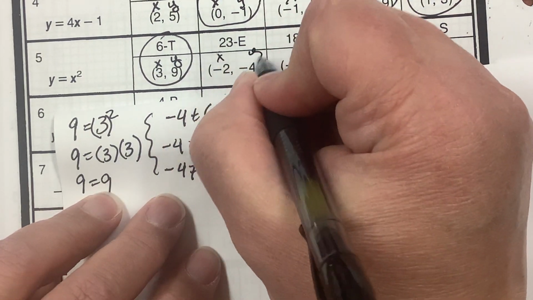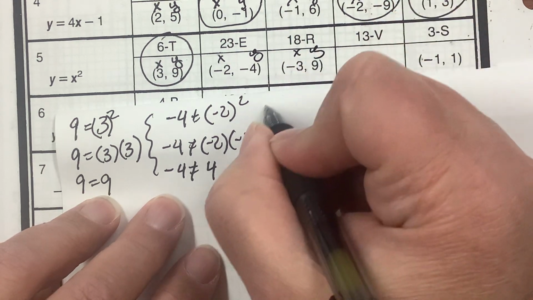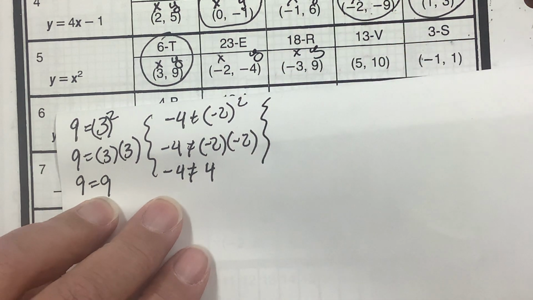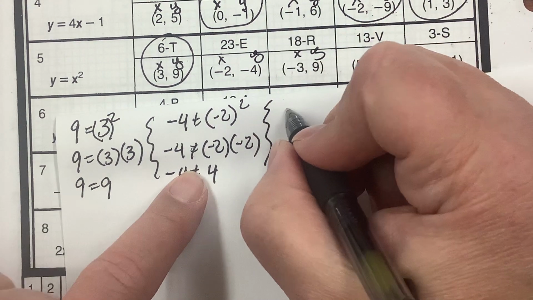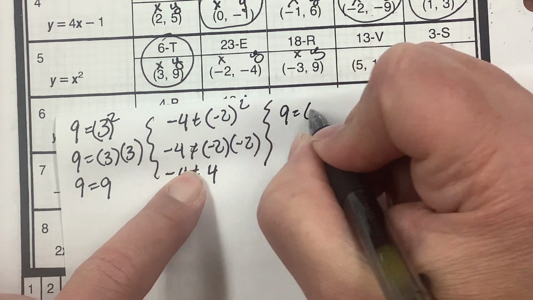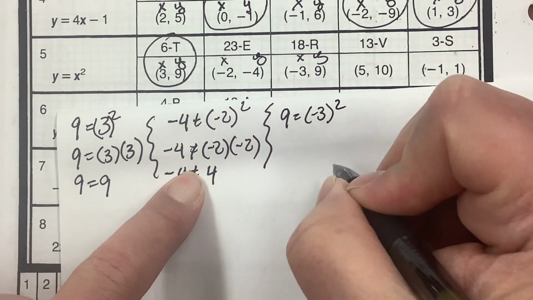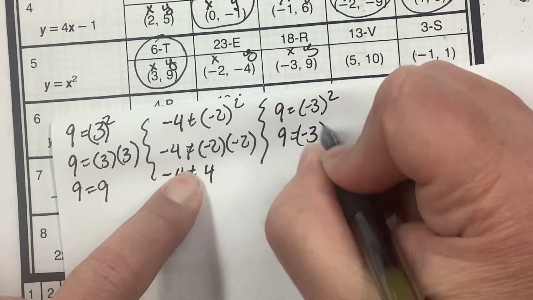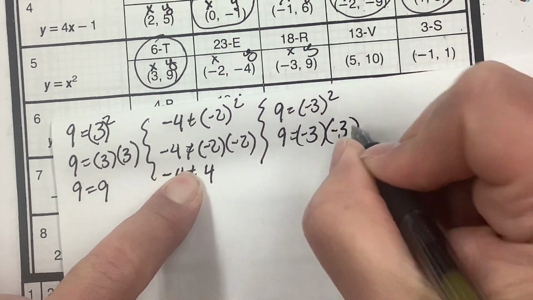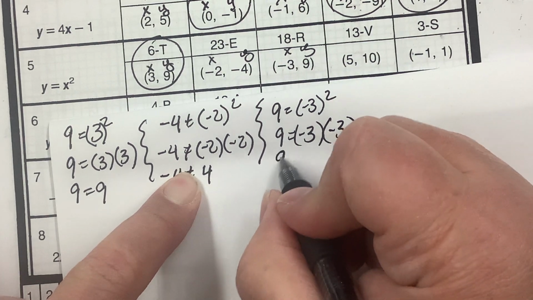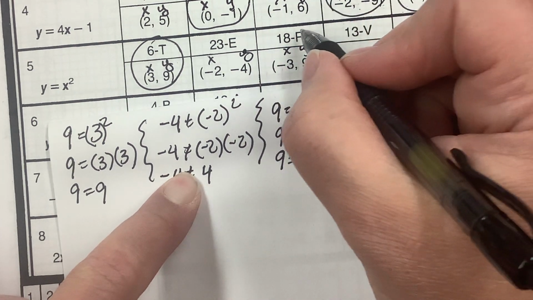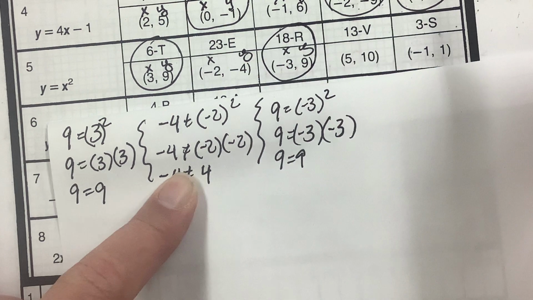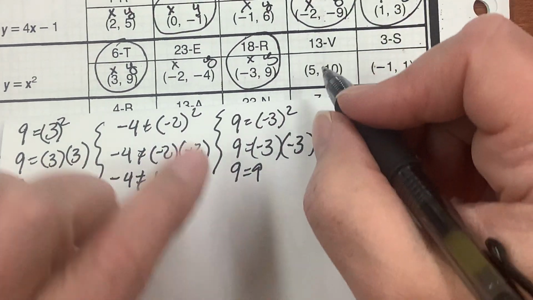That was x, this is y, this is x, this is y. Now this looks like it shouldn't work, but let's find out. 9 equals (negative 3) squared. 9 equals negative 3 times negative 3. Negative times negative is positive. 9 equals 9. So this one does work.